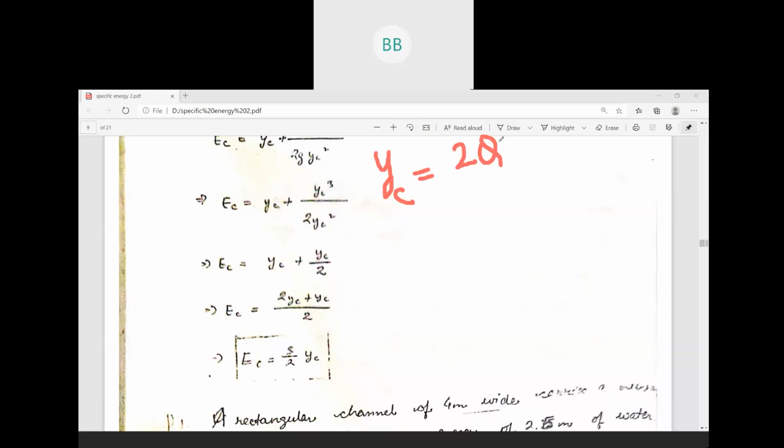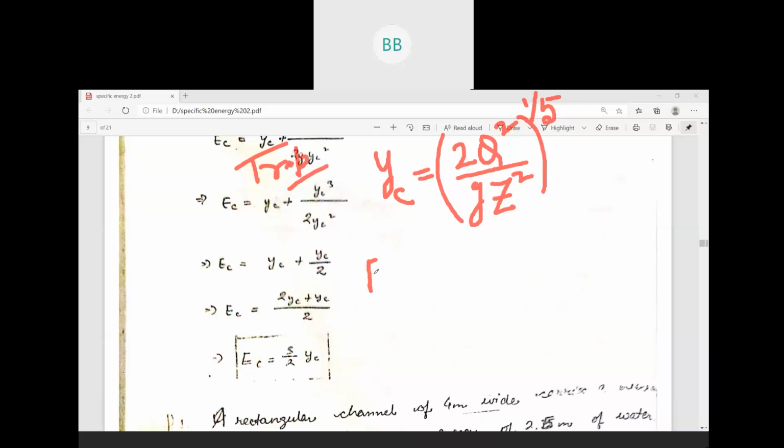Why have I given you this expression? When you go for a competitive exam, you have to study this for other channel sections also, like trapezoidal and parabolic. So at least write down the expression. For trapezoidal, YC is equal to twice q square divided by g z square, to the power 1 by 5, and EC is equal to 5 by 4 YC.